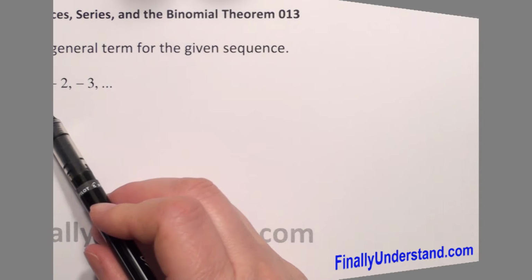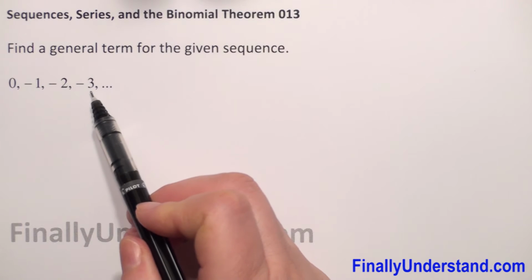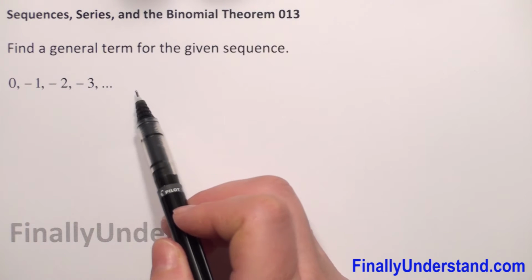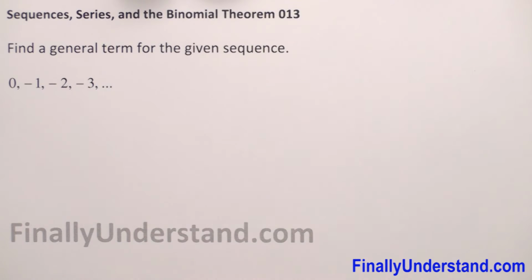We have to find the general term for the given sequence. We have 0, the first term, then negative 1, negative 2, negative 3, so next will be negative 4, negative 5, negative 6, and so on.